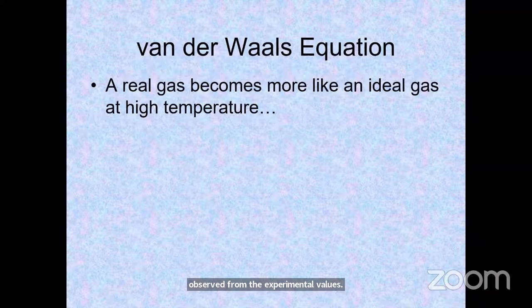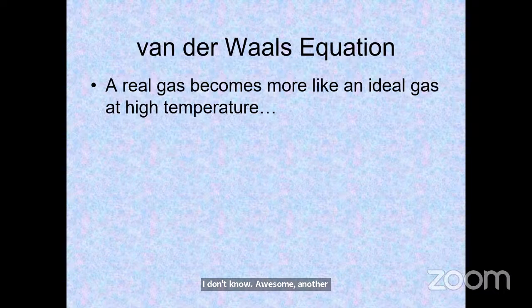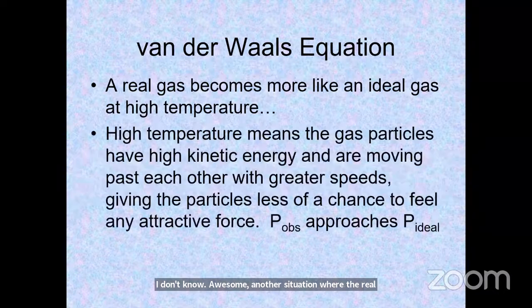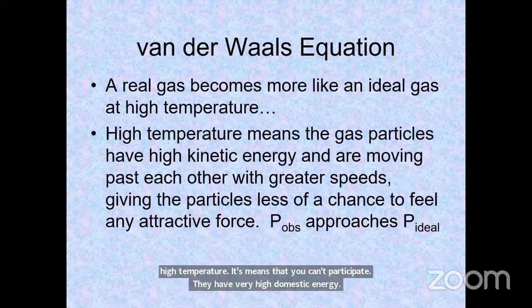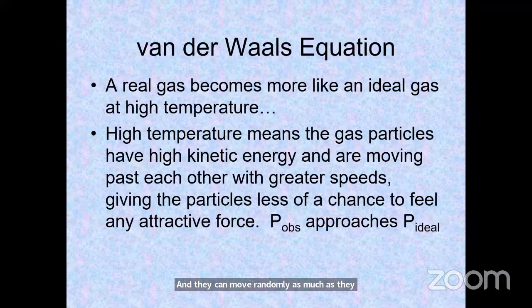Also, another situation where the real gas tends towards ideal is at very high temperature. At high temperature, the gas particles have very high kinetic energy and they can move randomly as much as they want at very high speed, meaning that there will be minimal interaction. And when there is minimal interaction, there is less chance of attraction. So that is when the P observed for the real gas tends towards an ideal situation. So we have two conditions: very low pressure and very high temperature.